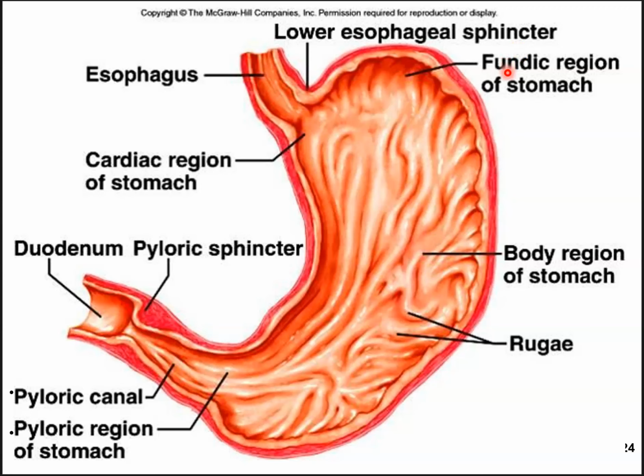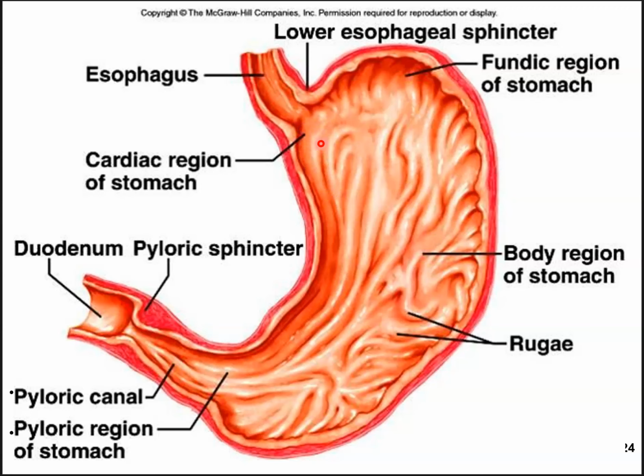And this lower esophageal sphincter separates the upper region of the stomach from the esophagus. So it basically prevents acid reflux into the esophagus that causes heartburn.